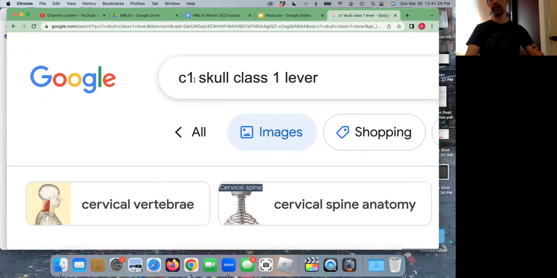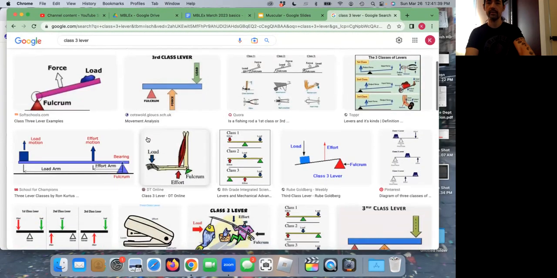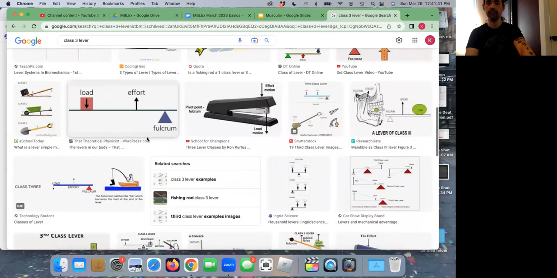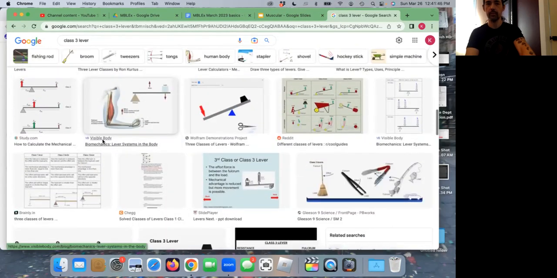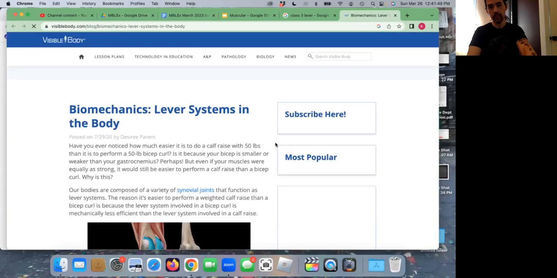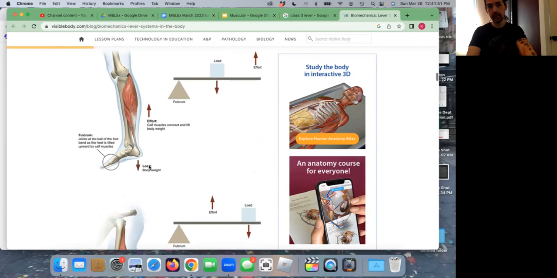Class 3 lever is the least common. There's only one kind. There's only one place in the body that happens. And that is between the gastroc and the toe. Yeah, right here.